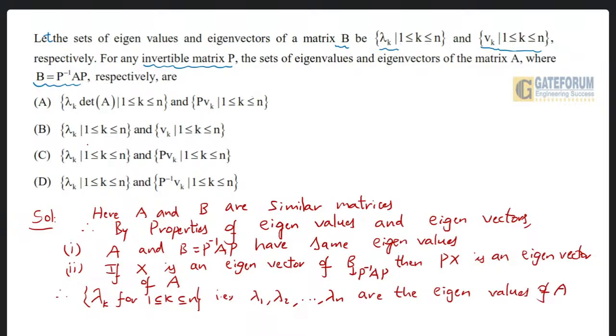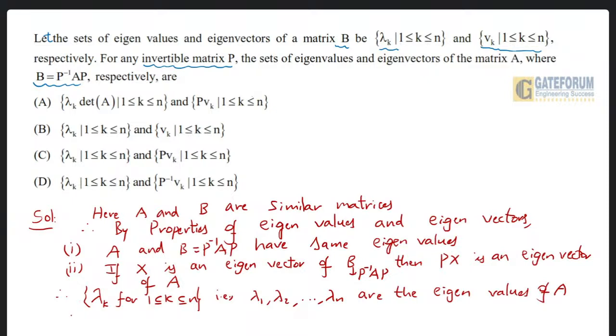So in all the last three options we have lambda k, but P into x, I denoted the eigenvector by x. He has given the eigenvector of the matrix B, denoted by Vk. So the corresponding eigenvector of the matrix A is P into Vk, because if x is an eigenvector of B, then P into x. In place of x, he has given Vk.